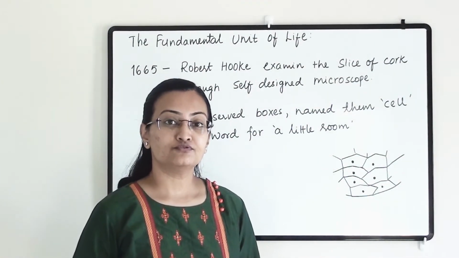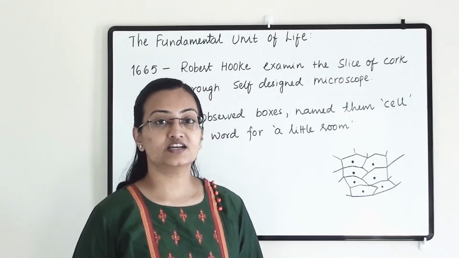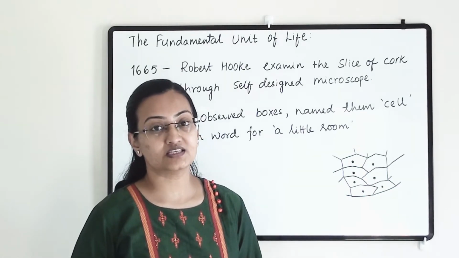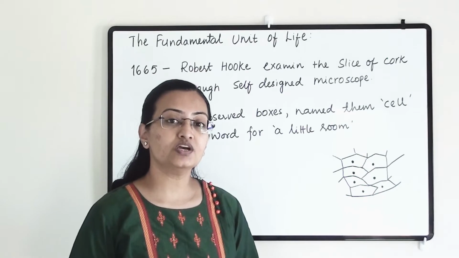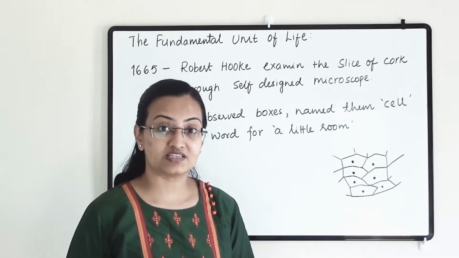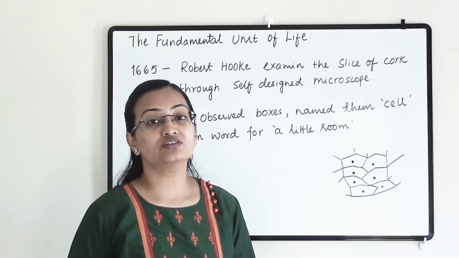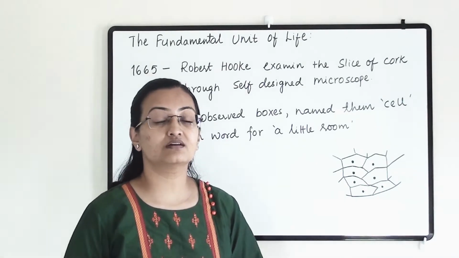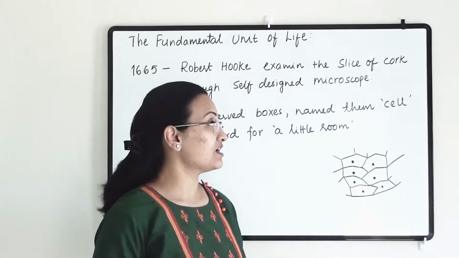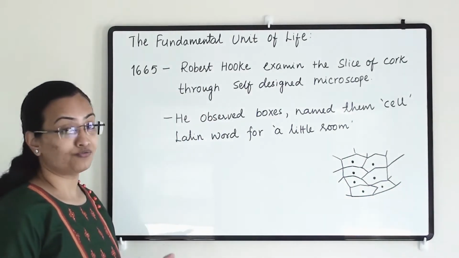Welcome to Learn Yourself. Today we are going to learn and understand the 5th chapter of CBSE Standard 9, that is the fundamental unit of life. In this chapter we are going to discuss the cell, the prime features of the cell, what all types of cells are there, and how we have discovered the cell. So let us start with the discovery of the cell.